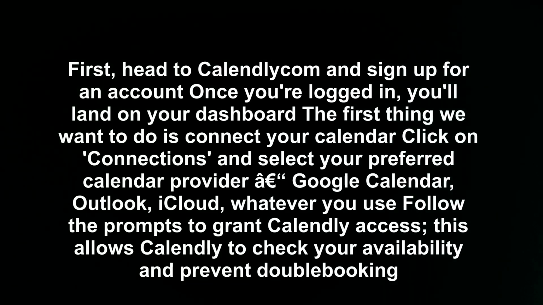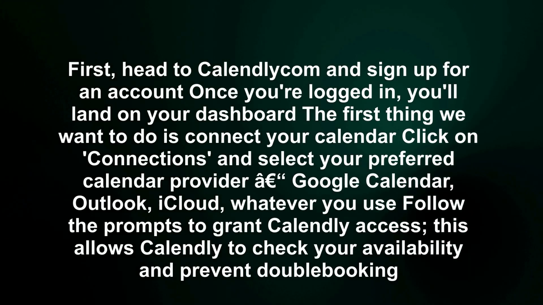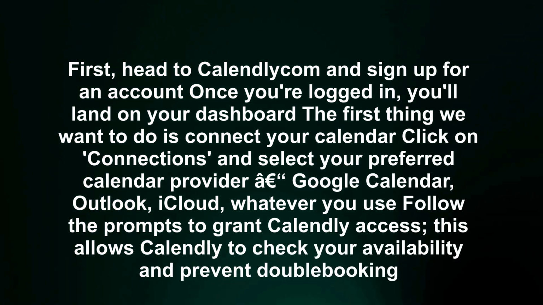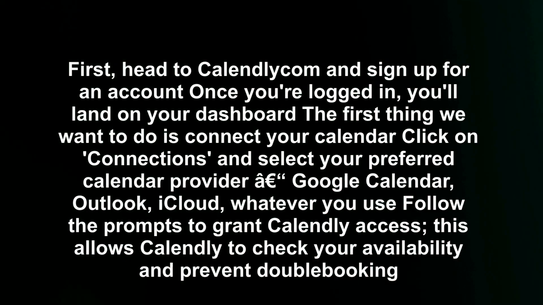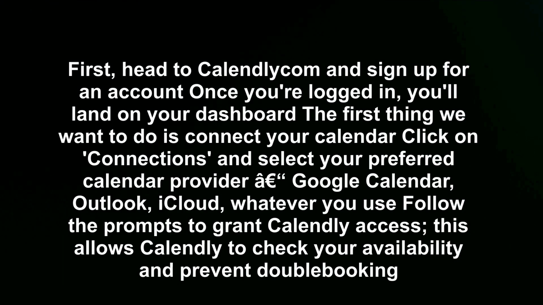Once you're logged in, you'll land on your dashboard. The first thing we want to do is connect your calendar. Click on Connections and select your preferred calendar provider, Google Calendar, Outlook, iCloud. Whatever you use, follow the prompts to grant Calendly access. This allows Calendly to check your availability and prevent double booking.